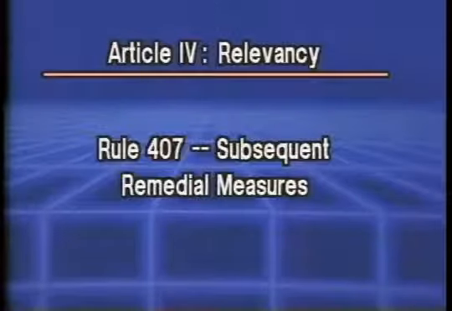Let's look at Rule 407. Rule 407 is a one-subject rule, very simple in application, and is based upon a public policy determination that we should not have rules of evidence that discourage remedial measures for fear that if I take my remedial measures, it might come back to haunt me when I get to trial.